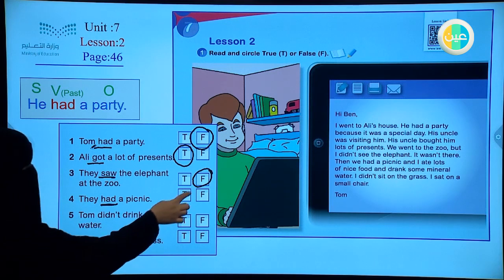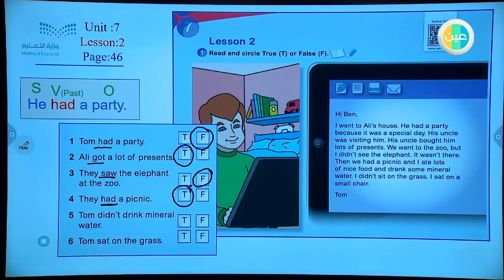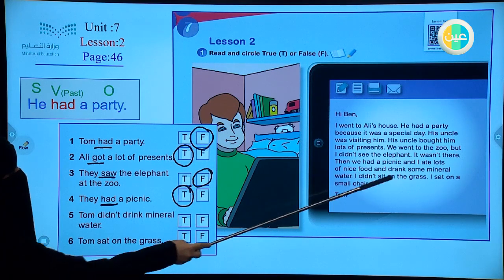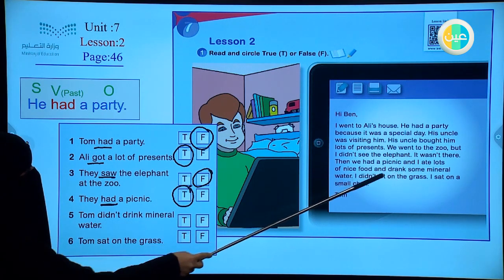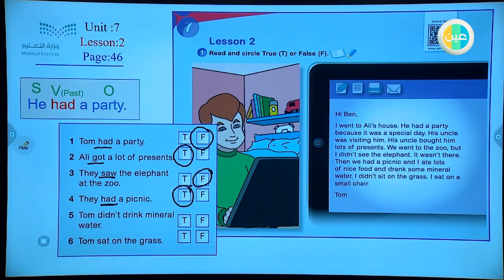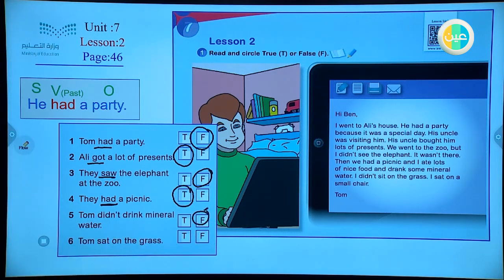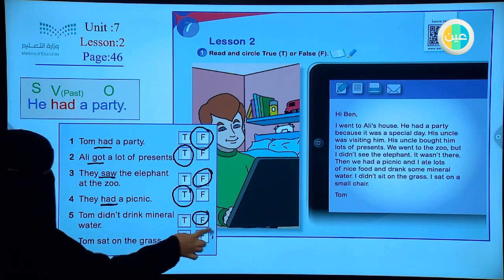Okay, they had a picnic? True. Tom did not drink mineral water. What did he eat? What did he drink? Yes, he ate lots of nice food and drank some mineral water. No, this is false. He drank mineral water. Tom sat on the grass. I didn't sit on the grass, so it is false. He didn't sit in the grass.